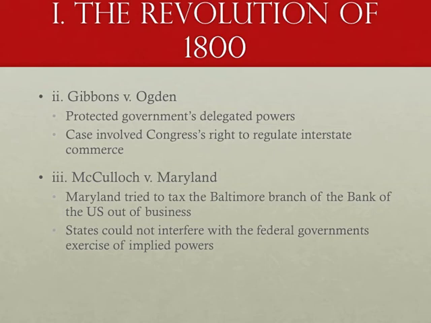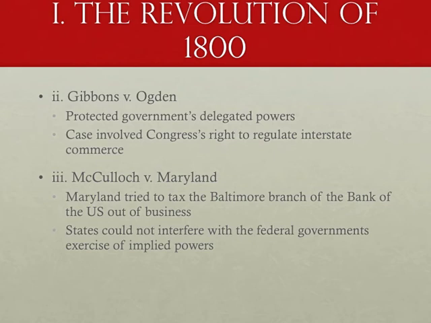McCulloch versus Maryland. So you guys remember the National Bank. Maryland hates the National Bank, and pretty much what they try to do is tax the Baltimore branch of the Bank of the United States out of business. And then the decision comes down that states cannot interfere with the federal government's exercise of implied powers in order to protect their delegated powers.